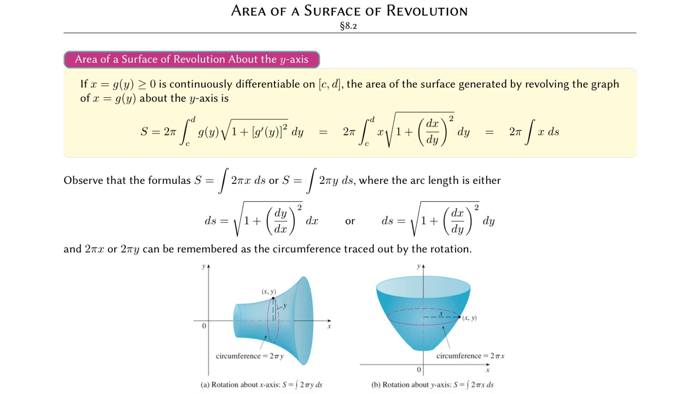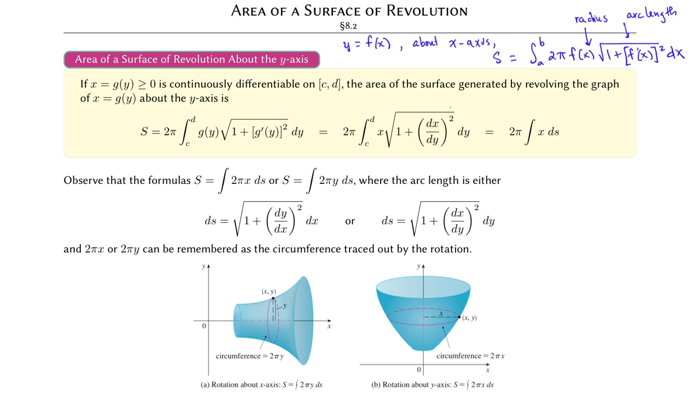Previously, we saw that if we were to rotate the curve y equals f of x about the x-axis, then the area of the surface of revolution from x equals a to x equals b is S equals the definite integral from a to b of 2 pi times f of x times the square root of 1 plus f prime of x squared dx, where f of x is the radius of rotation and the square root of 1 plus f prime of x squared is the arc length.